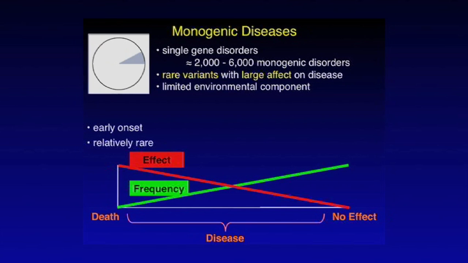So monogenic diseases, these are the diseases where there's a single gene disorder, and you mutate that gene and you end up with that disease. Now we have 26,000 genes. We only have around 6,000 monogenic disorders, and again, that's because many genes, when mutated, will not be compatible with life. Monogenic diseases usually involve rare variants with a large effect on the disease, and they usually have a limited environmental component. They're often characterized by early onset, which is consistent with them having a large effect, and they're relatively rare.